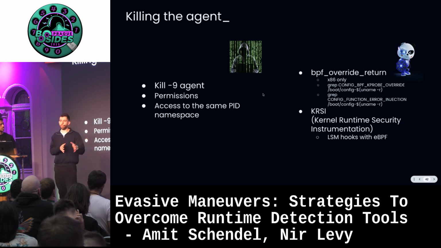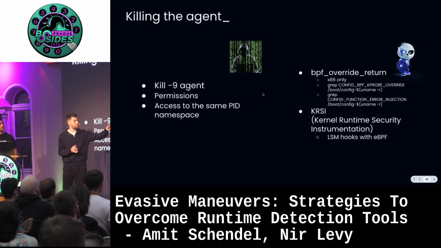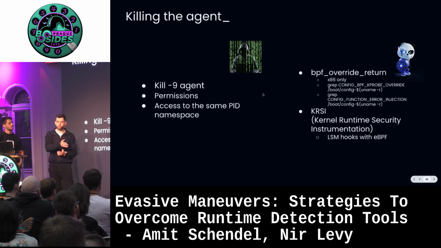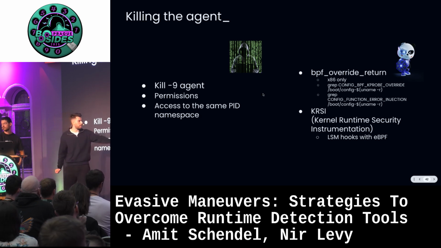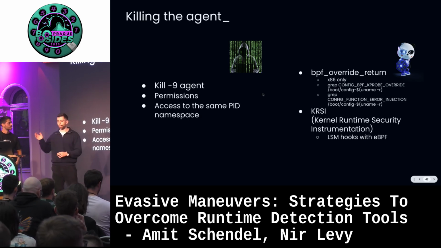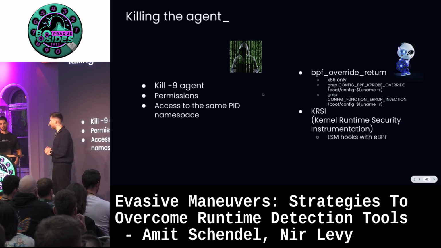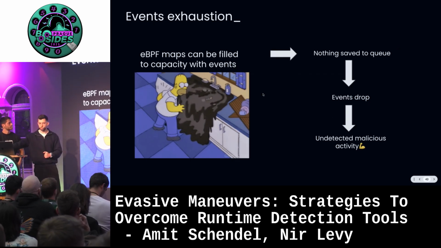There are ways to mitigate it. For example, you can use BPF override return to stop the killing of your specific process, but it's available only on newer kernel versions. And you can use KRSI, which is kernel runtime security instrumentation. We will talk about it in a couple of slides.